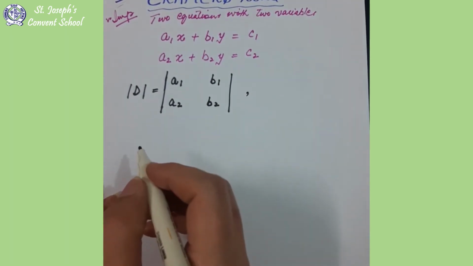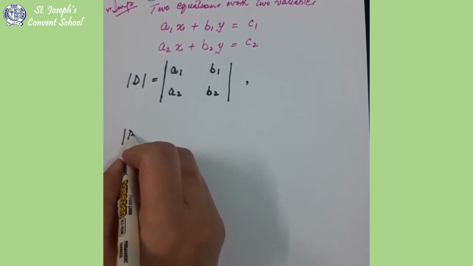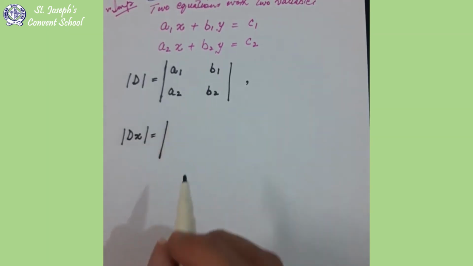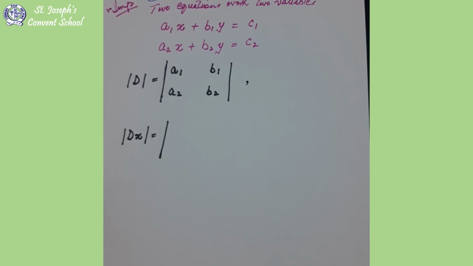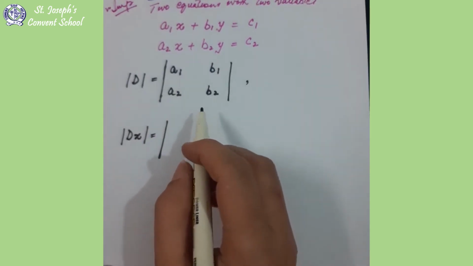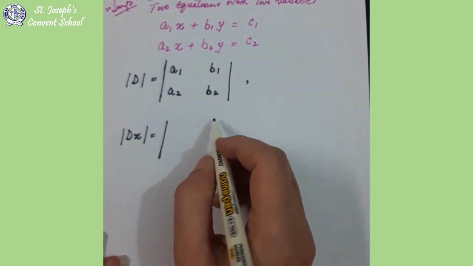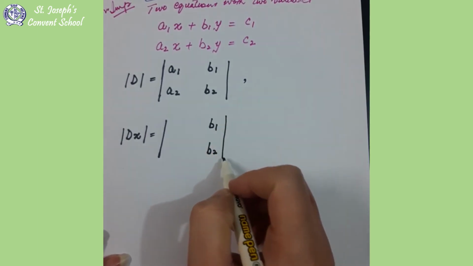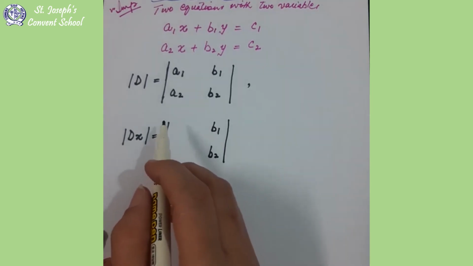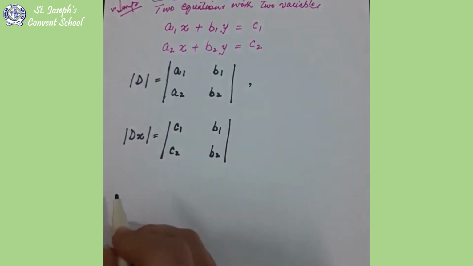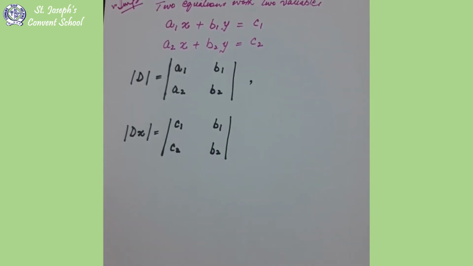Second determinant is Dx. Dx means we will replace the coefficient of x to find the value of x. So how will you remove the coefficient of x? These two you will remove. Okay, only the coefficient of x. Coefficient of y you will write as it is, b1, b2. Instead of the coefficient of x you will write the constants c1 and c2.